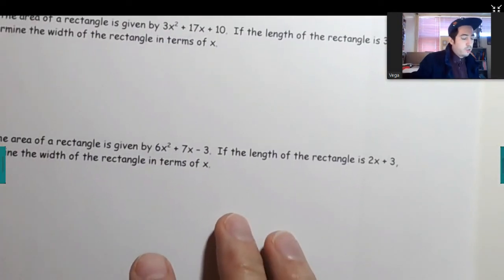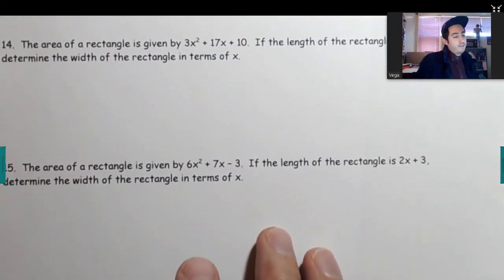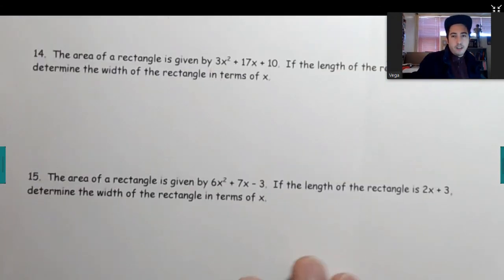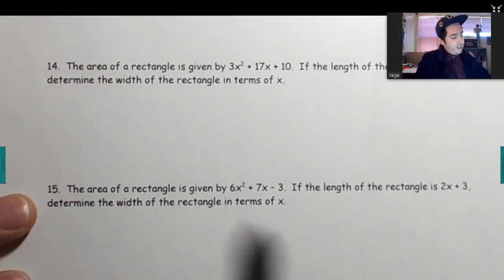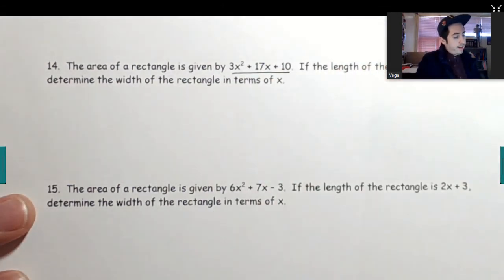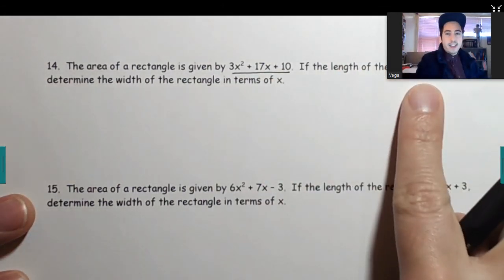Last one I'll look at. We're at almost the 25-minute mark, so I'm bouncing around. Number 14. Do the couple word problems. The word problems are always the hardest. The area of a rectangle is given by 3x squared plus 17x plus 10. So here we have some equation, right? If the length of the rectangle is that, what is the width?